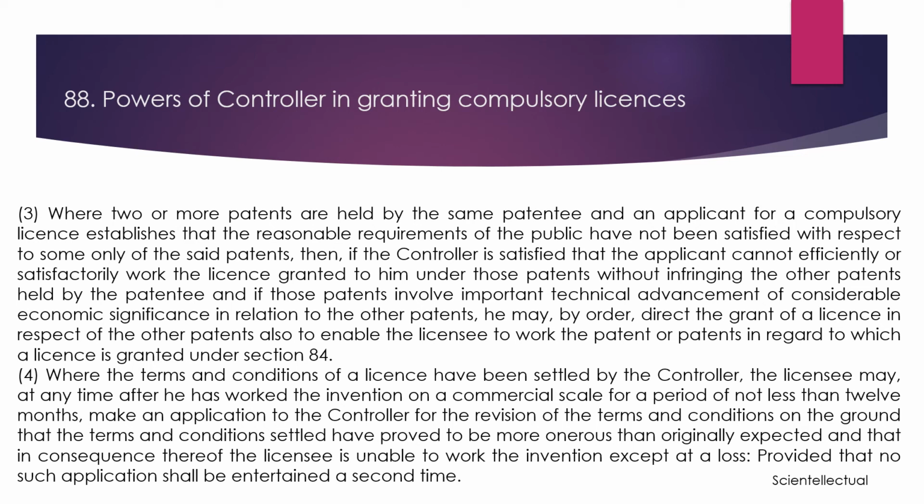That is, terms and conditions of voluntary license is set by the parties. But in case of compulsory license, terms and conditions is set by the controller. Now, whatever terms and conditions have been set by the controller, during working of the invention, the licensee finds that it is not very profitable for him. He is experiencing loss or it is more onerous than he expected. Then, after 12 months of working of the invention on commercial scale, he may apply to the controller to revise the terms and conditions. But this will be done only one time.